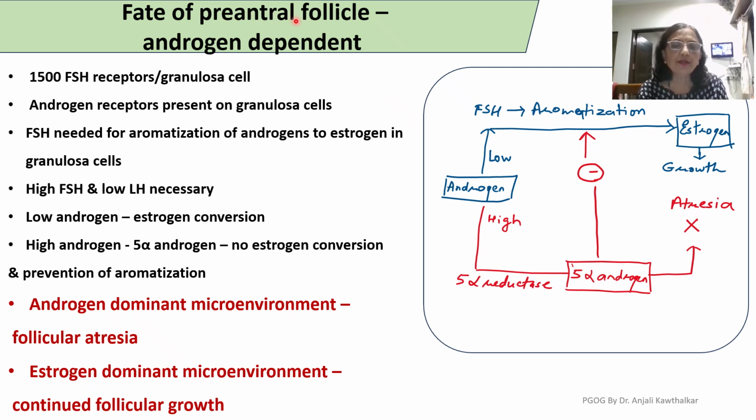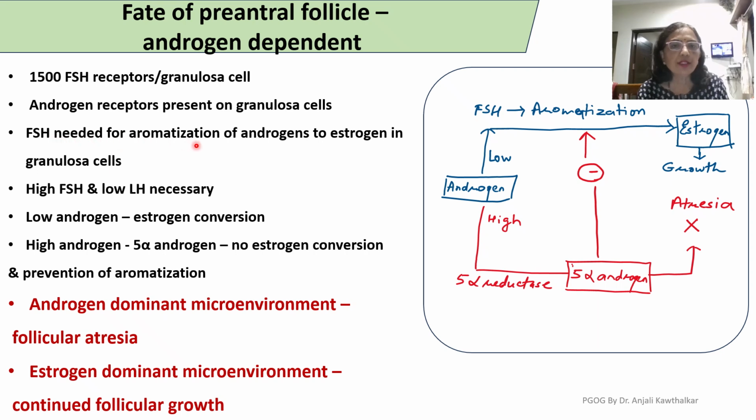Now, in the preantral follicle, the important hormone which decides whether the follicle will go for atresia or will continue to develop is androgen. There are around 1500 follicle stimulating hormone receptors per granulosa cell in the preantral follicle. These granulosa cells are rich in FSH receptors. Androgen receptors are also present on granulosa cells.